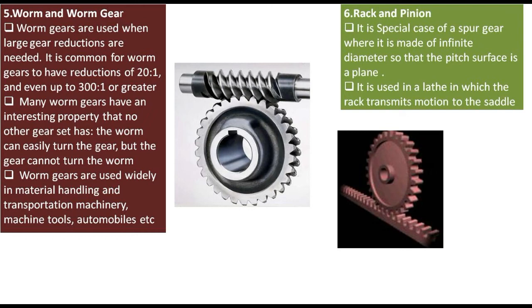Rack and pinion gears are a pair of gears comprised of a gear rack and a cylindrical gear referred to as the pinion. The gear rack can be considered as a gear of infinite radius and is constructed with straight teeth cut or inserted on the bar's surface. It is used in a lathe, in which the rack transmits the motion to the saddle.